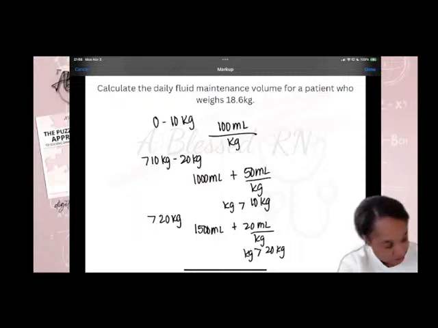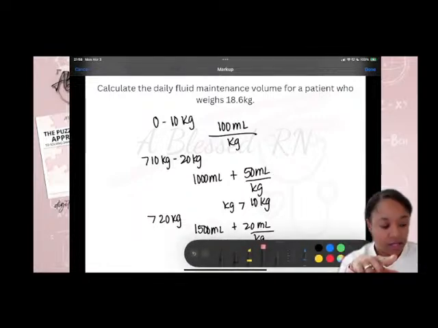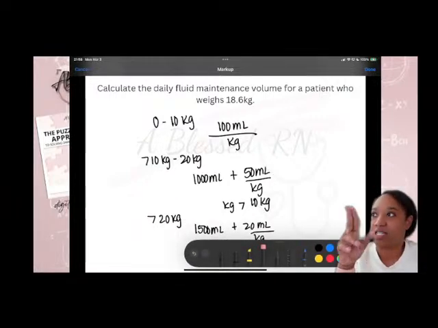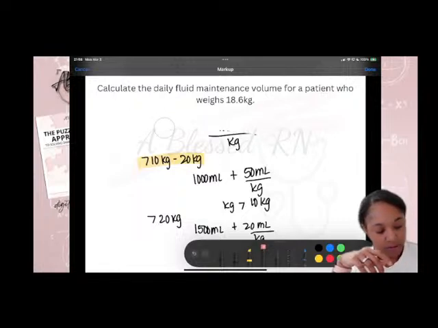Okay. All right. Thank y'all for liking the live and sharing. I appreciate it. Okay. So our patient weighs 18.6 kilograms. So we're going to use that second formula right here, right? Because that's how much they weigh. So the rest of it I'm going to erase.